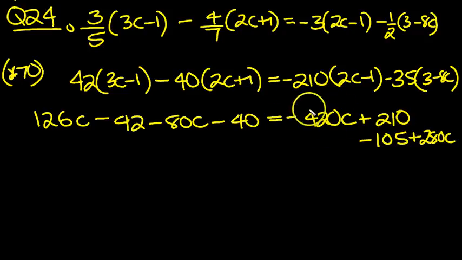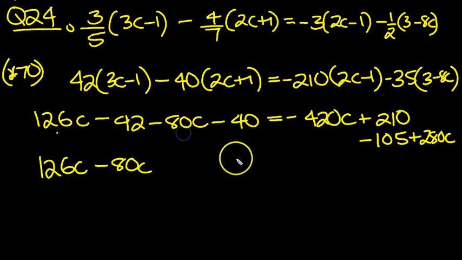Oh, we've got plenty of positive c's on this side. Oh, that's a negative c. And that's by far the biggest term. So I'm going to move that over to the left. So on the left hand, we've got 126c. That's that one there. And then we've got minus 80c. That's that one.